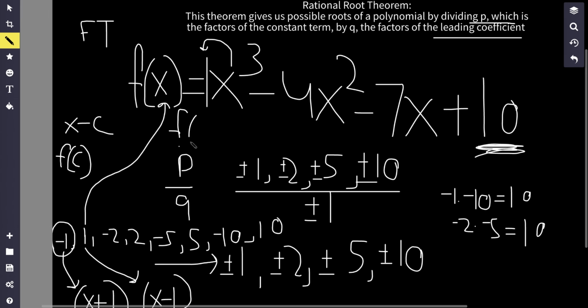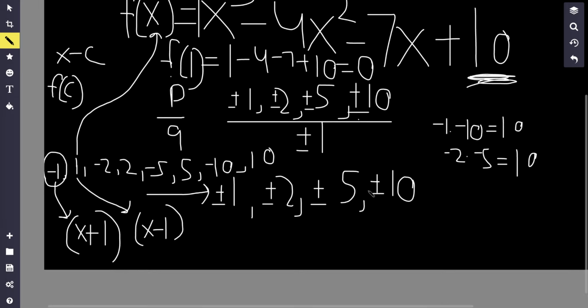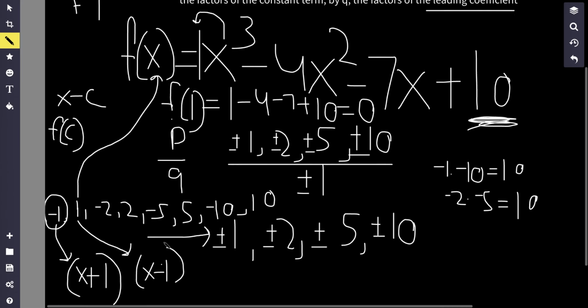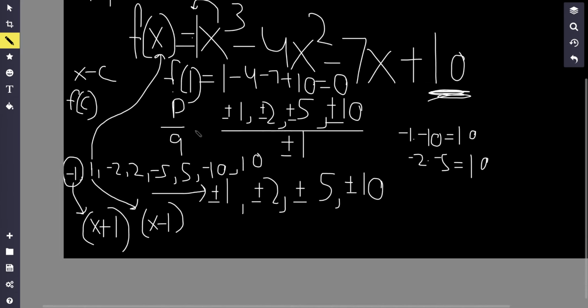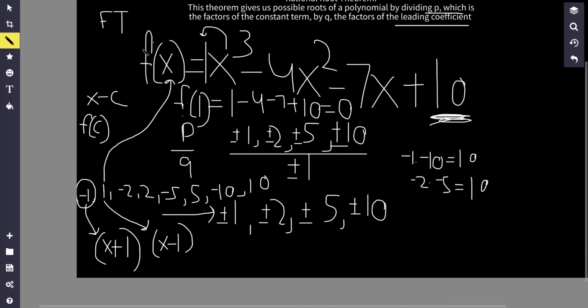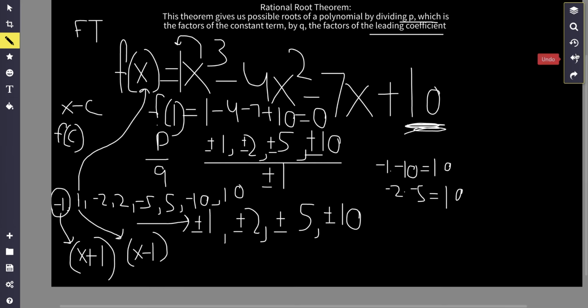So f of 1 is equal to 1 minus 4 minus 7 plus 10, and I get 0. And that means that x minus 1 is a factor of this polynomial. And once you find out what's one root, and once you found out what's one factor of this polynomial, you can just stop right there and do synthetic division to simplify things.